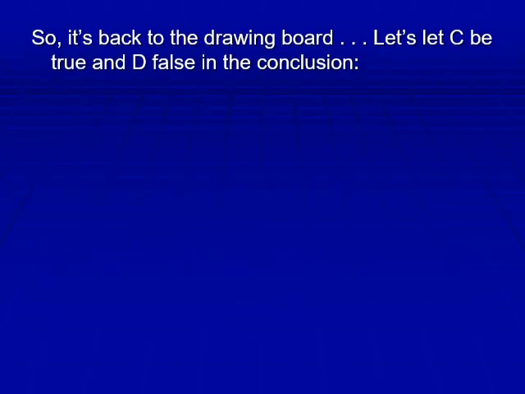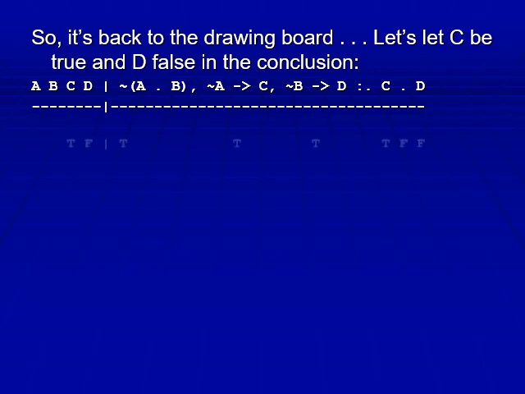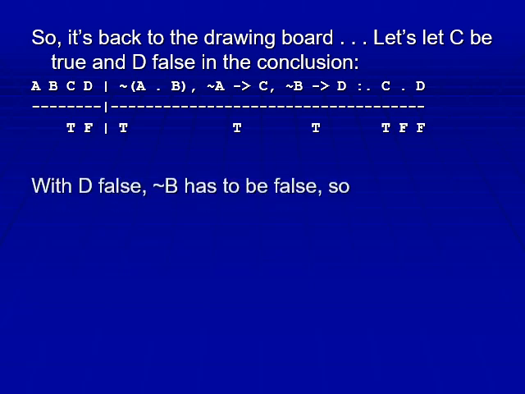Time to go back to the drawing board and try something else. Let's suppose that C is true and D is false in the conclusion. Only one of them false and the other one true. And you get something like this. Now we work through it again.